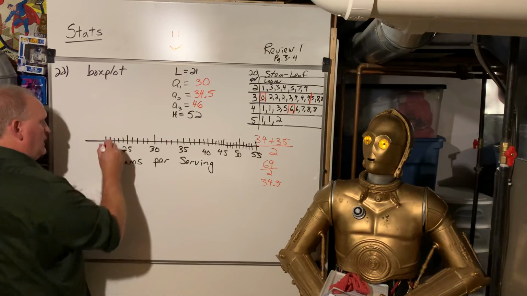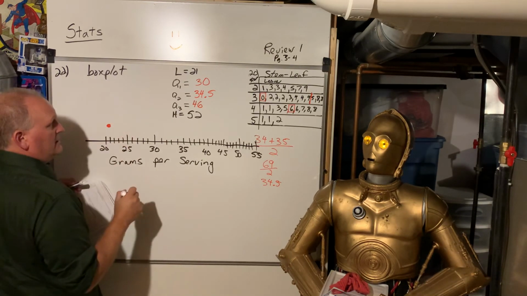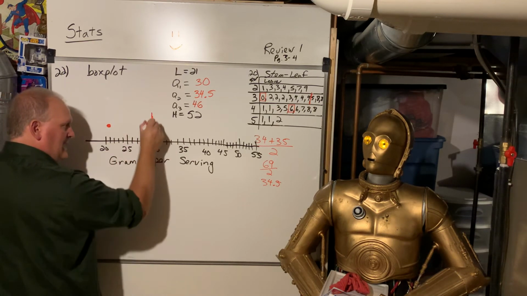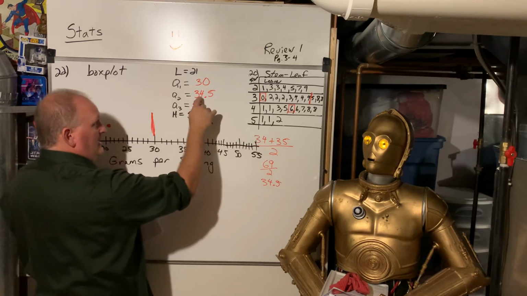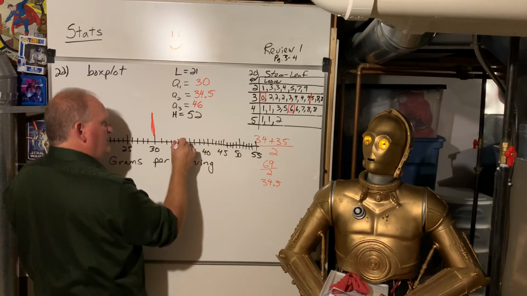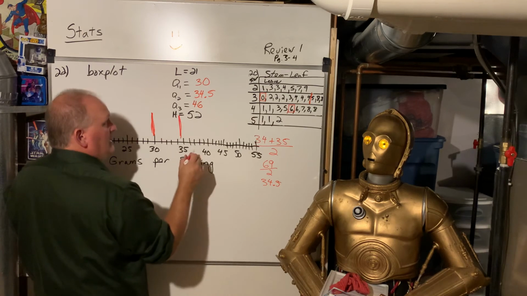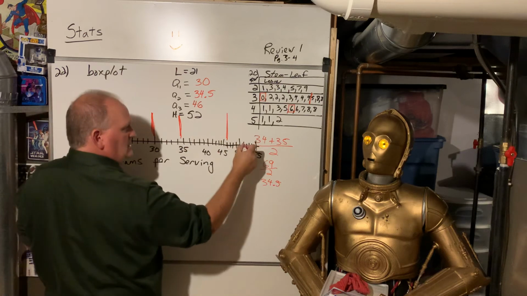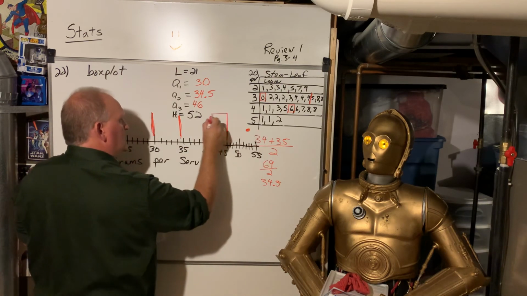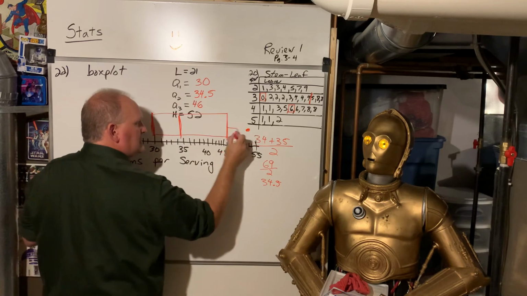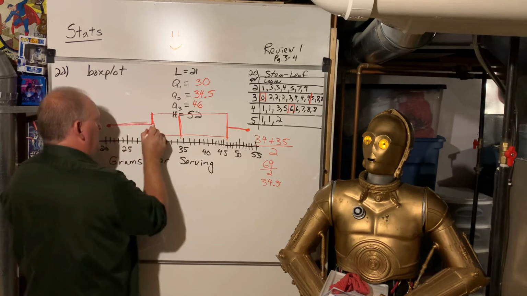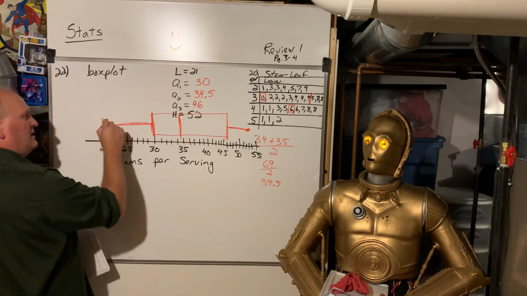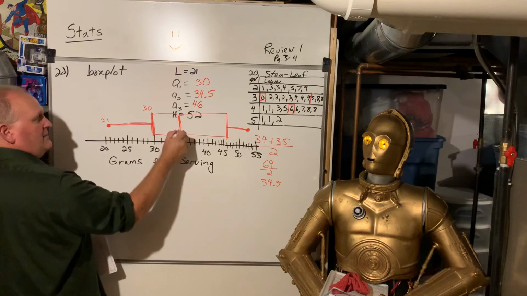So now 21 is right there. 30 is right there. So you put a dot and then a vertical line. And then 34.5 is right in between those two, another vertical line. And then 46 is right here, another vertical line. And then 52 is a dot. And then you connect the box and whiskers. They call it a box plot though. Okay.